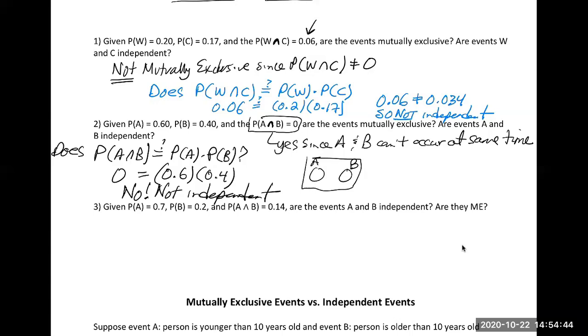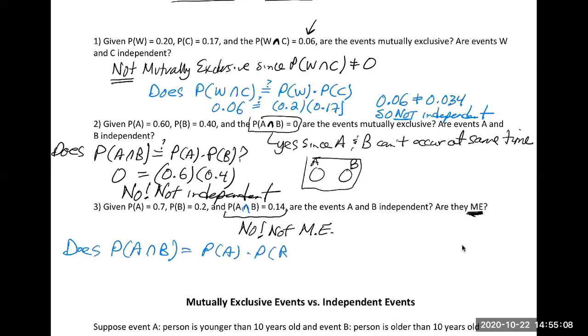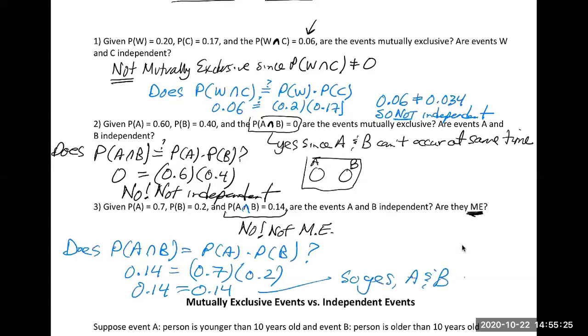Okay, so let's look at one more. Are they mutually exclusive? This value right here tells us no, they're not mutually exclusive events. That's pretty fast. Are they independent? Does the probability of A and B equal the probability of A times the probability of B? So A and B is 0.14, A is 0.7, B is 0.2. Multiplying those, these are the same. So yes, A and B are independent events.